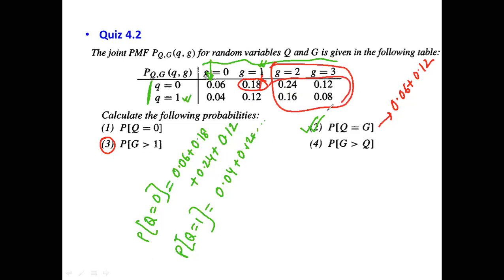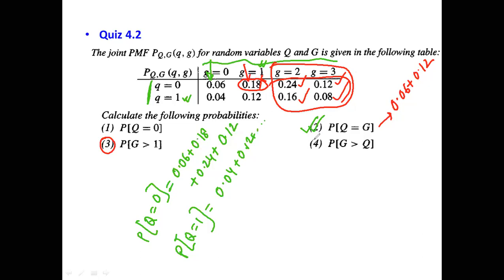Okay. So when we are talking about g more than 1, then of course we have to use these 4. This one, this one, this one, and this one. Why are we not taking this one? Because this is for g equals to 1. This is not for g more than 1.